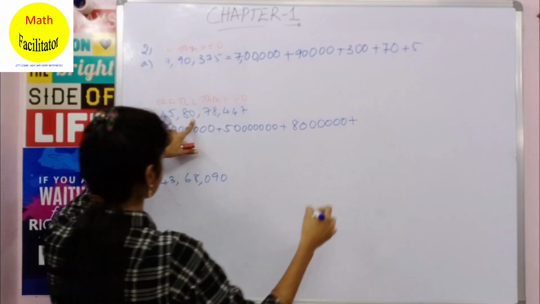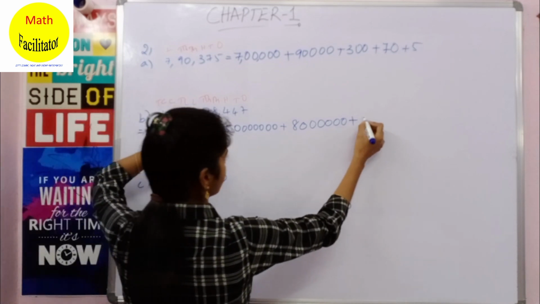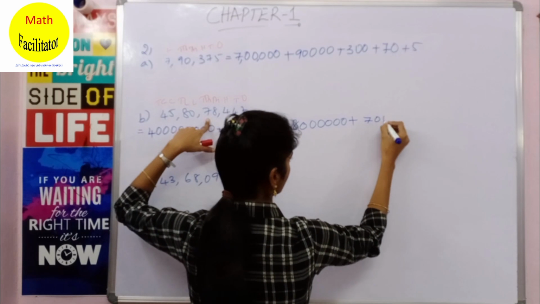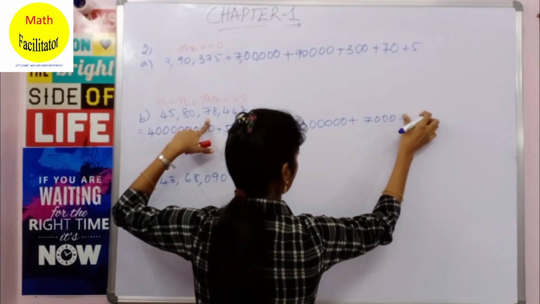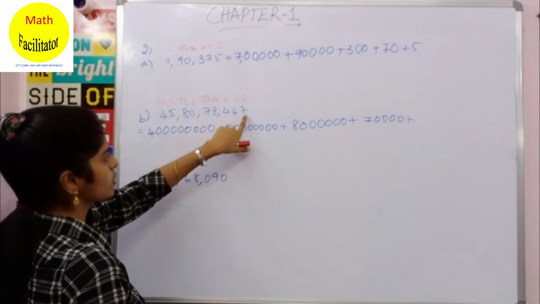Again you will write a plus and here you have 0. So you will move on to the next number. You will write 7 and after 7 how many places are there? 1, 2, 3, 4. So write 4 zeros. Okay, plus and you have 8. After 8 how many places? 1, 2, 3 places you have.